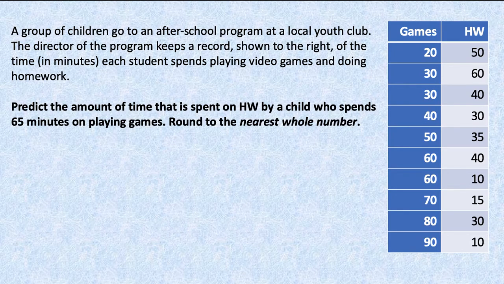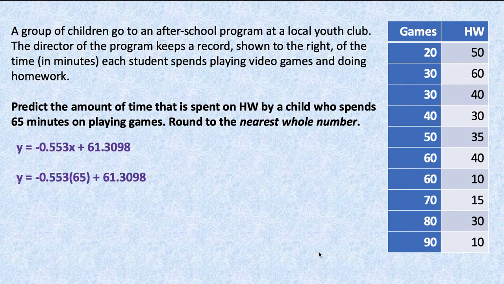Finally, we will predict the amount of time that is spent on homework by a child who spends 65 minutes on playing games. And then we will round to the nearest whole number. This is a common use for regression equations to help us make predictions about the data, since it gives us an overall representation of the data. So we will use our regression equation and simply plug into it. We want to make a prediction regarding a child who spends 65 minutes on games. Remember, games is represented as the x variable, so we will plug 65 into x, then simply calculate.